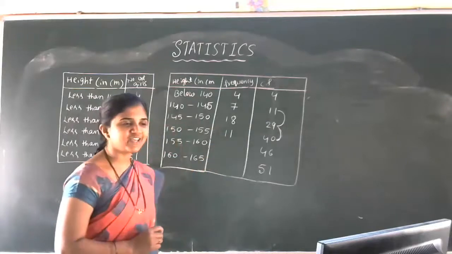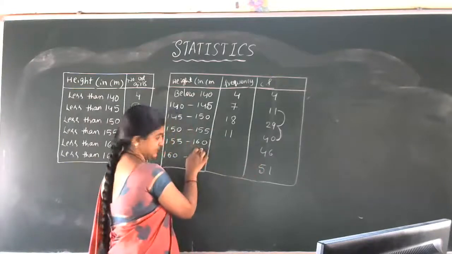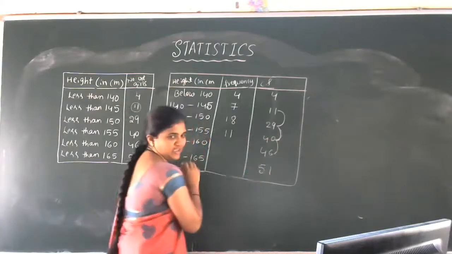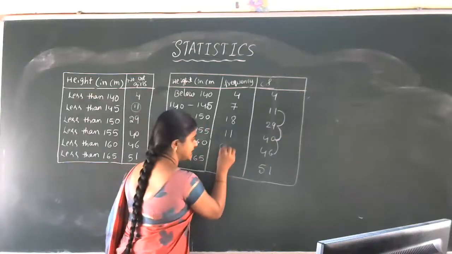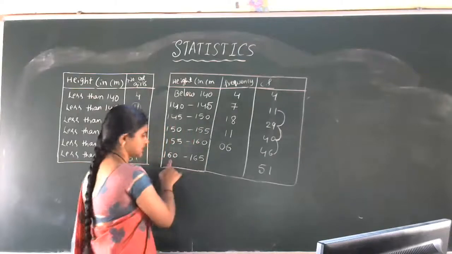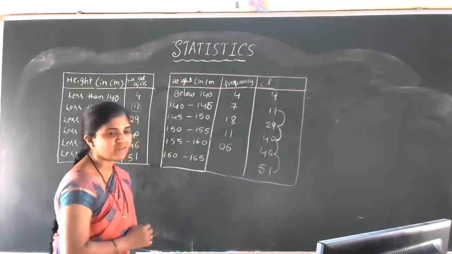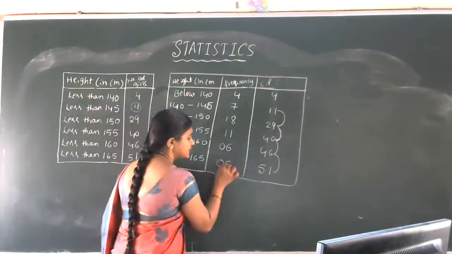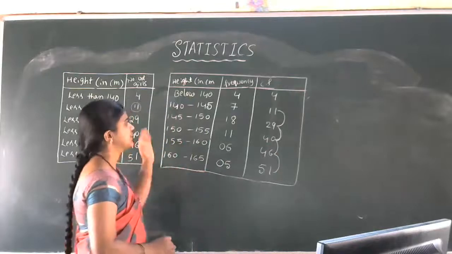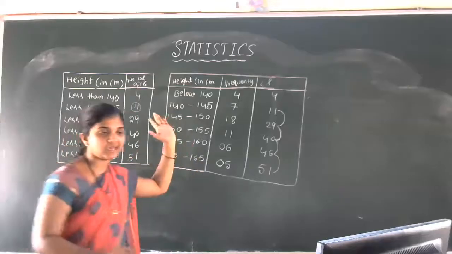Next, only Anjali is sending the message to me. Okay, next one, 155 to 160. How to get the 155 to 160 range? 46 minus 40. That is 6. Yes, very good. Next, last, 160 to 165. That is 51 minus 46, which is 5. So, got the idea? Very good, active participation. This is the way of converting this less-than type into the class interval form.